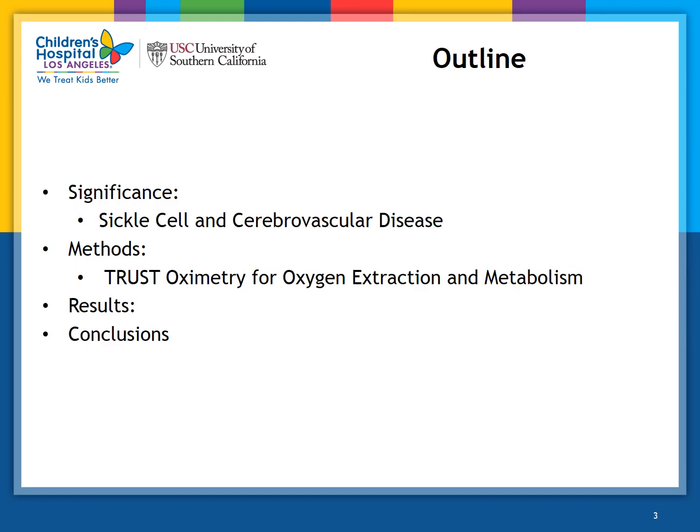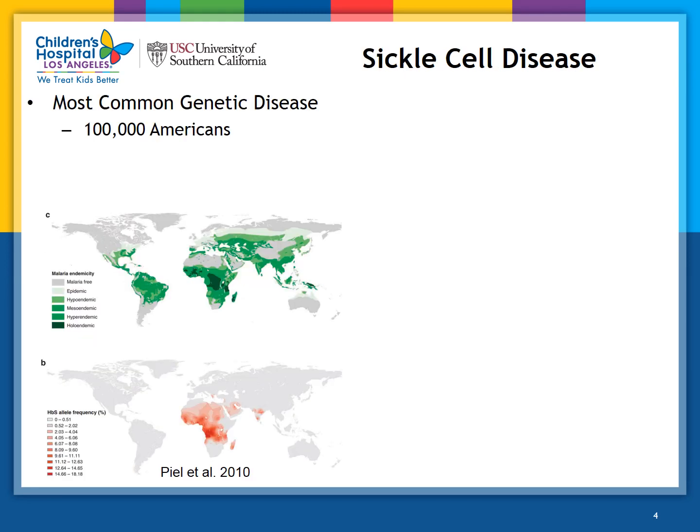Here's an outline of the material that will be covered in this presentation. So for significance, our laboratory focuses on research in sickle cell disease, where sickle cell disease is the most commonly occurring genetic disease in the U.S., affecting approximately 100,000 Americans.